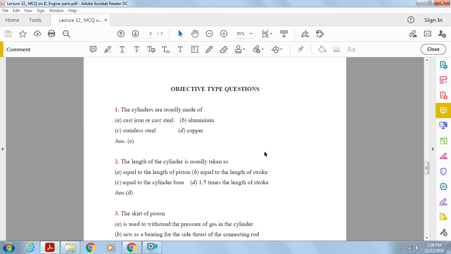You are all advised to refer to my previous lectures and the study materials that I have already uploaded along with the video. There I have already clarified that IC engine cylinders are most of the time made of cast iron or cast steel. So the correct answer will be cast iron or cast steel, option A.